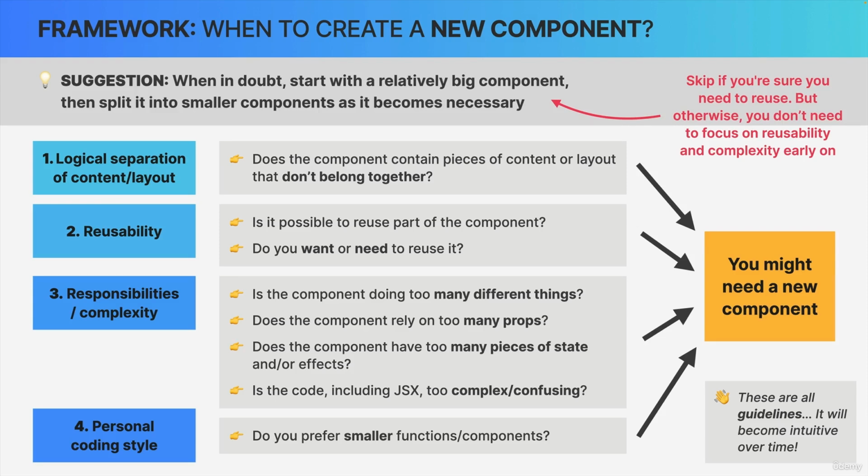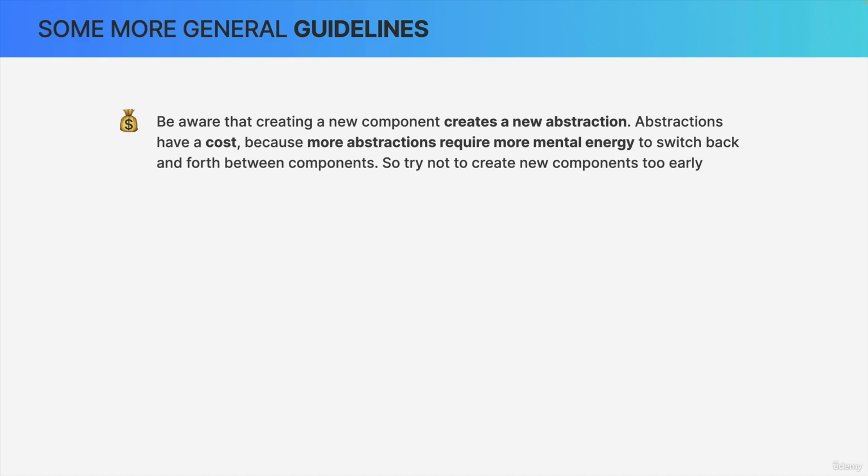And speaking of guidelines, I actually have a few more general guidelines for you. So first off, you need to be aware that creating a new component creates a new abstraction. And we talked about abstractions a bit earlier in this lecture, right? Now, abstractions have a cost, because having more abstractions requires more mental energy to think about different components and to switch back and forth between components. So try not to create new components too early if you can avoid it.